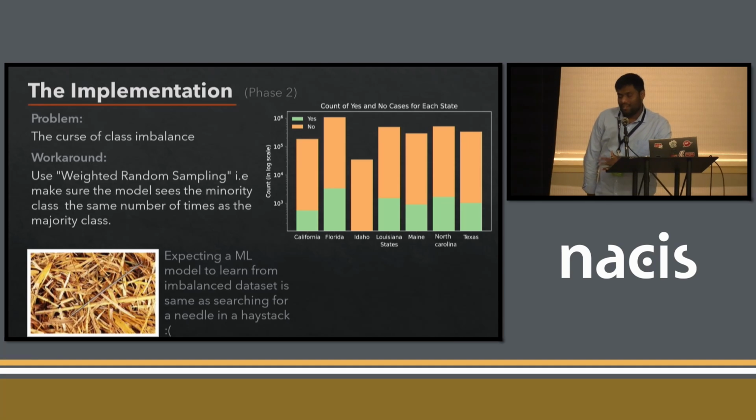So when we just feed this directly to a model, a dumb model can just say no and still achieve 95% accuracy because it's correct 95% of the time. So it tries to learn just to spit out no, but that's not what we are expecting. A workaround that we came up with is to use a weighted random sampler, which basically means the number of times it sees yes is consistently the same as the number of times it sees no.